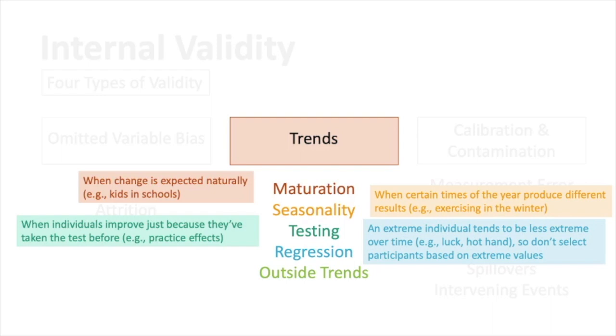Another one is regression. And this is the idea that an extreme individual tends to be less extreme over time. You've maybe considered if someone got really lucky, or someone has a hot hand in sports. What's really important with this one is you don't want to select participants based on extreme values. You don't want to look at their values and say, oh, this person is really extreme and this person's really extreme. Let's look at them over time, because over time they are likely to be less extreme no matter what else is happening.